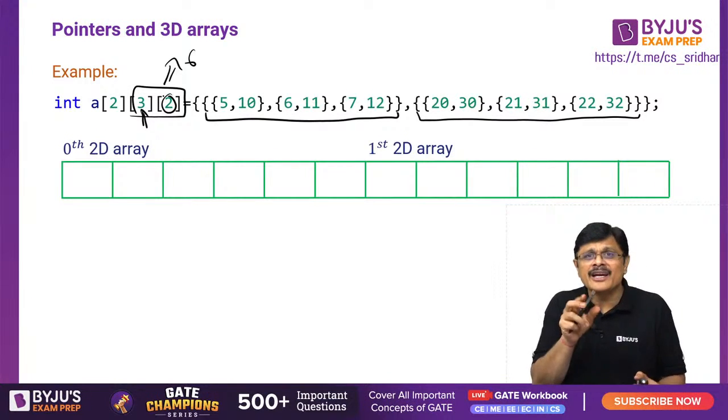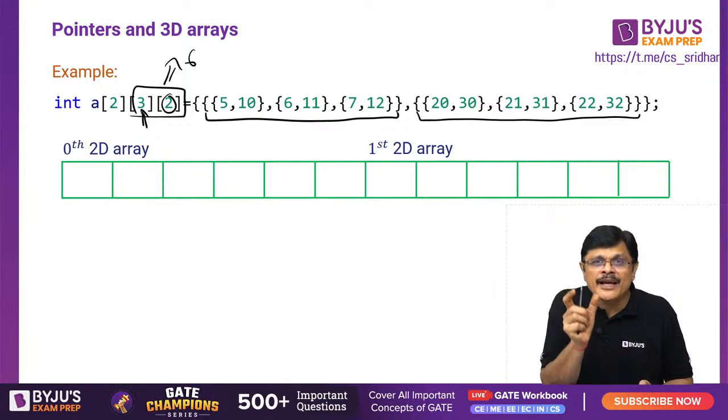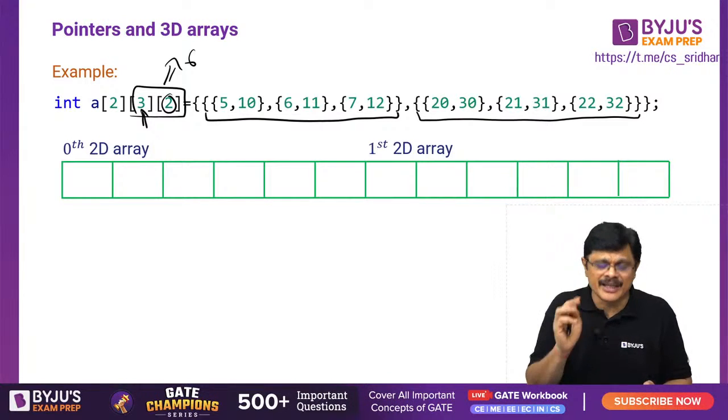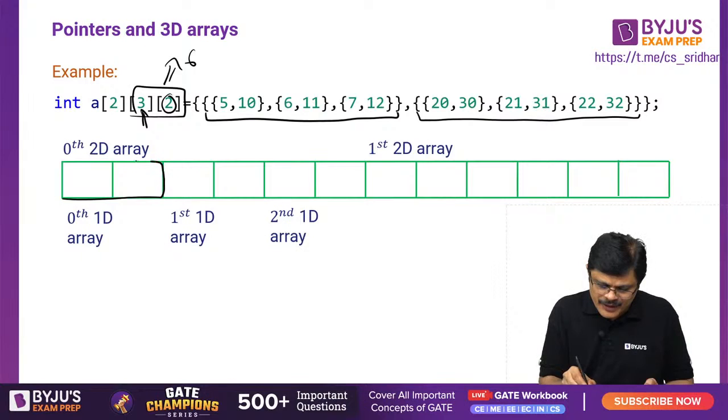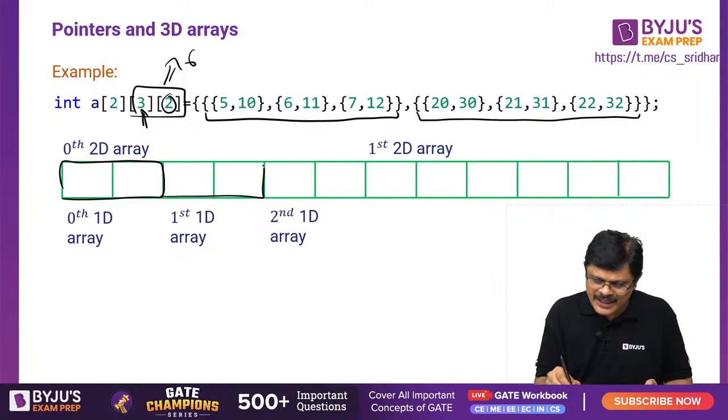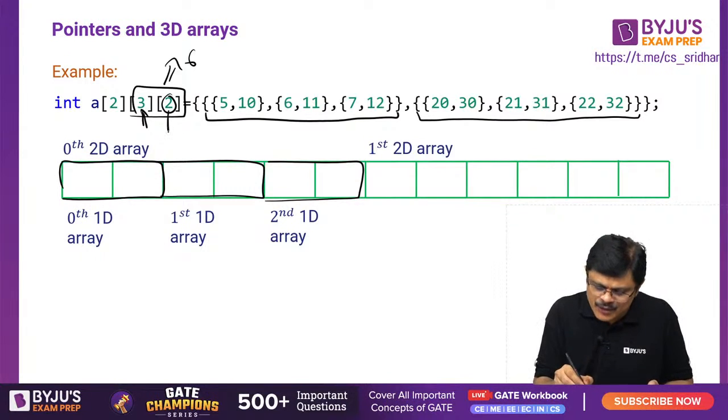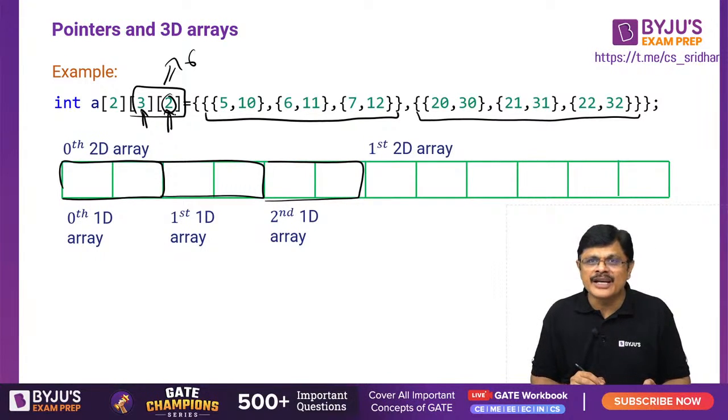So we are having one-dimensional arrays of length 2 in this, how many? 3. So this is 0th 1D array from here to here. The next one is first 1D array. The next one is second 1D array. That is, each 1D array is of length 2, my dear friends. Each 1D array is of length 2. Same is the case for the next one.